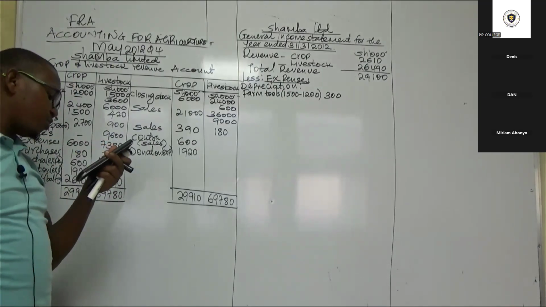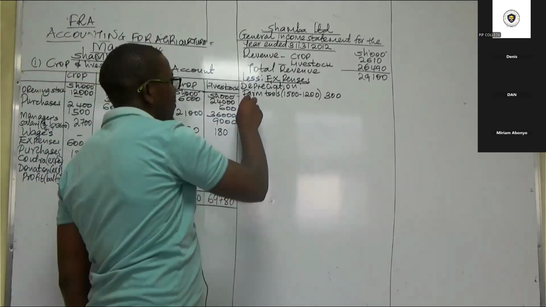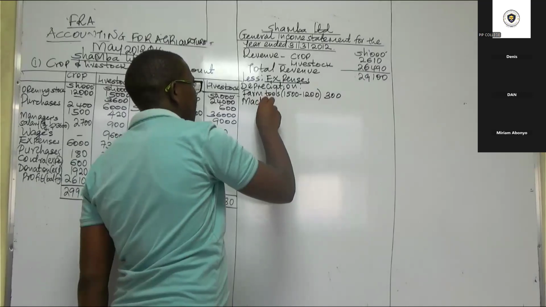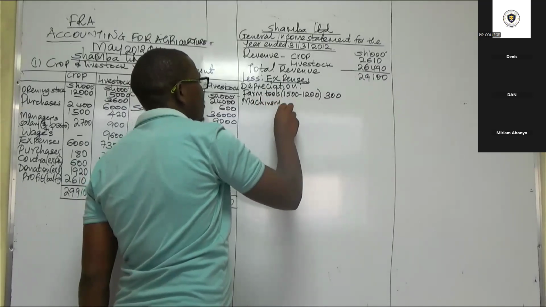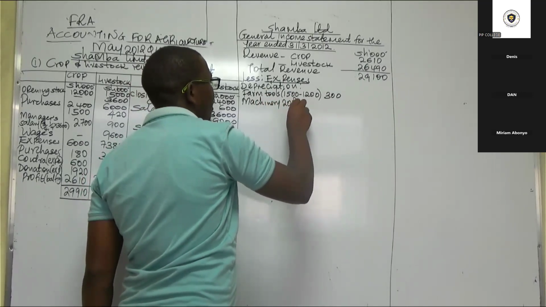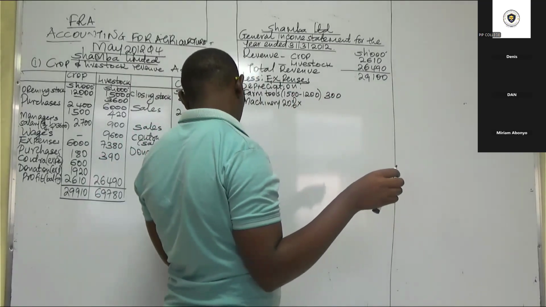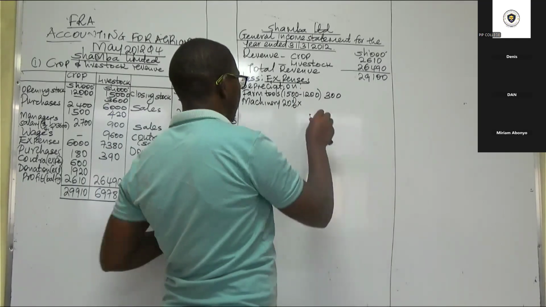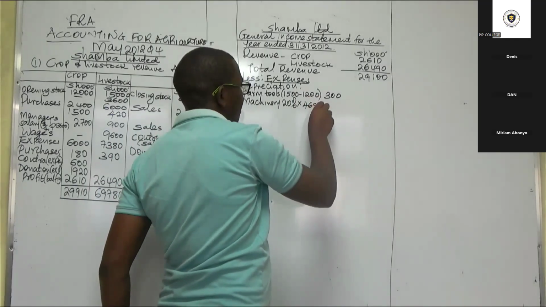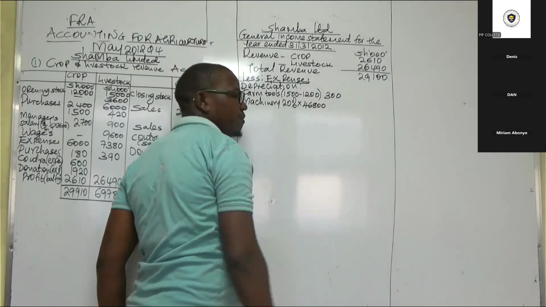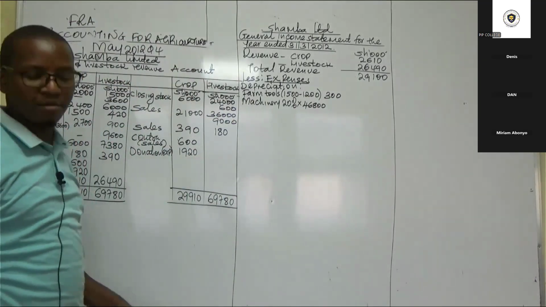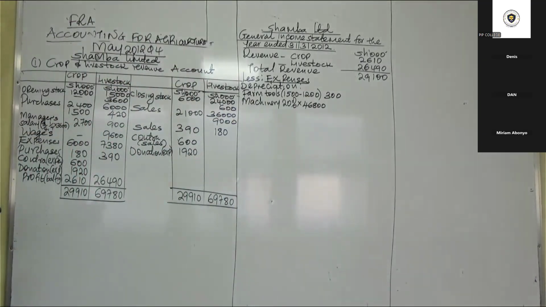Another one was for the machinery. Machinery, 20% of the book value. Book value is what is on our balances there, which in our case, what is in our balances is 46, what? The second last line, 46,800. Which in that case, it will give you how much? How much is it giving you?